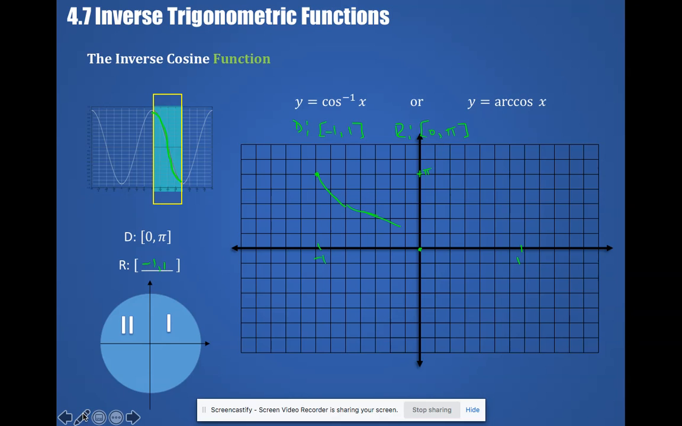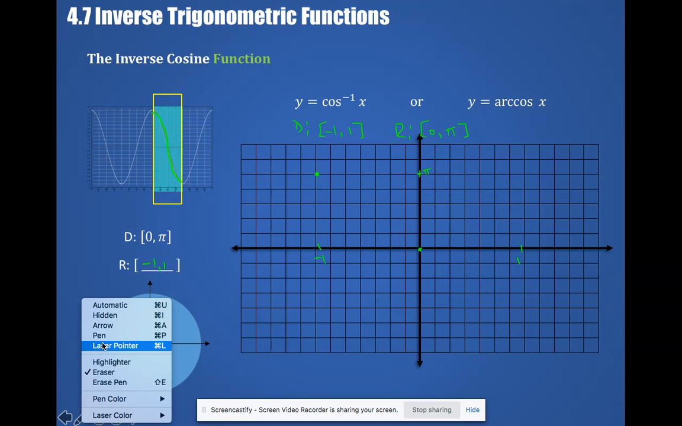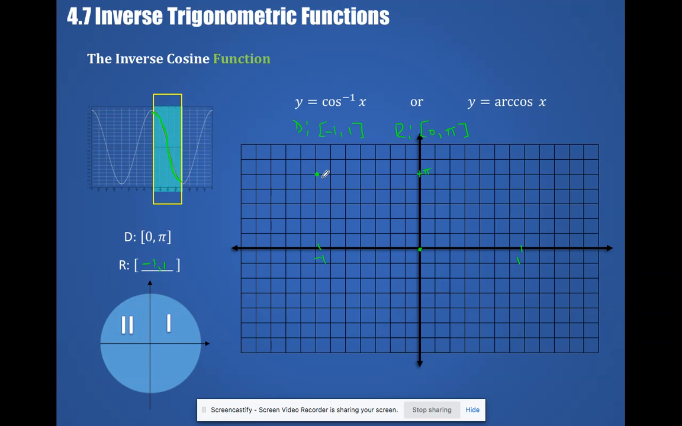Terrible drawing, terrible. Again, inverse cosine of -1 is pi. Inverse cosine of 1 is 0. And of course, this should be at pi over 2, right? Inverse cosine of 0 is pi over 2. That's it, baby.